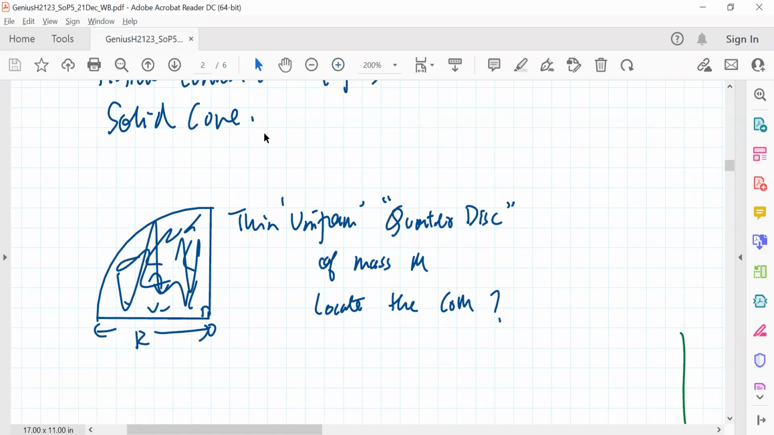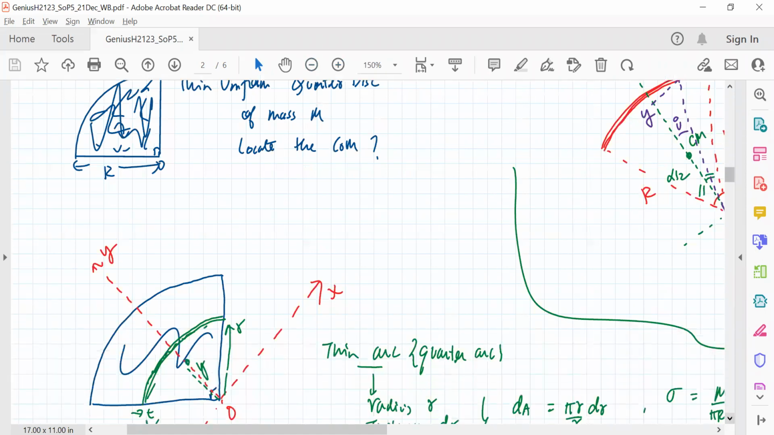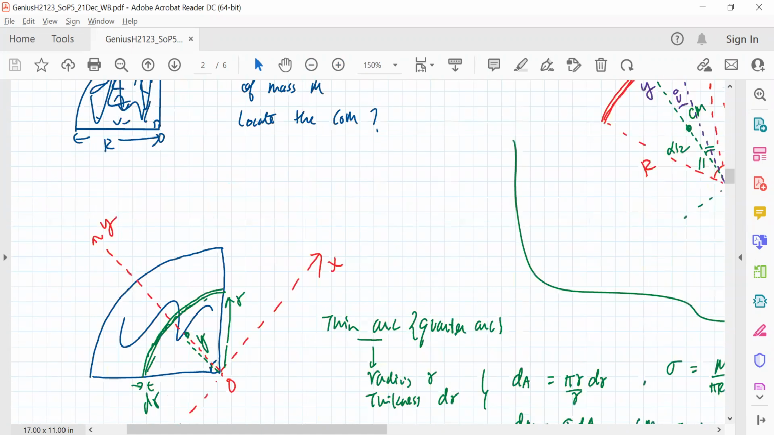Okay, so have you set up the integration for this? It should be something like the diagram below. Take your y-axis as the angular bisector. Okay, very good, Bhavika. I'll show you the answer.